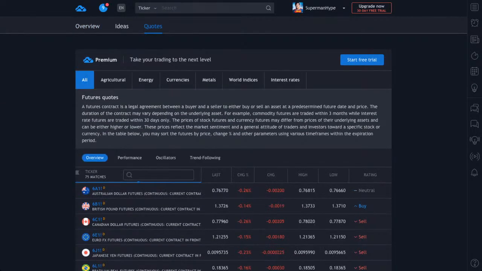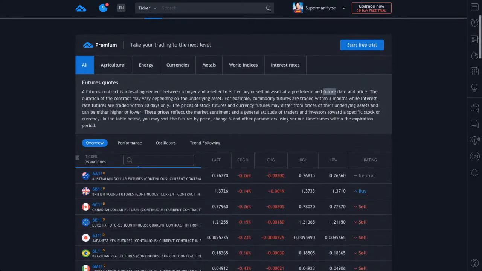So a futures contract is a legal agreement between a buyer and a seller to either buy or sell an asset at a predetermined future date and price, okay? That's the key word there, future date and price. The duration of the contract may vary depending on the underlying asset. For example, commodity futures are traded within 3 months, while interest rate futures are traded within 30 days only. So there's some key differences there.